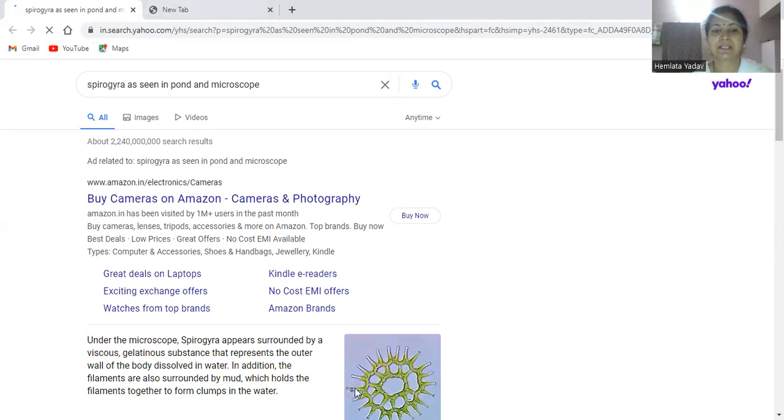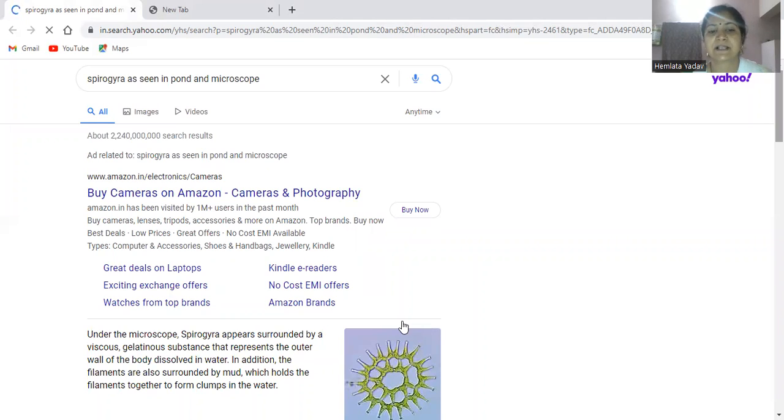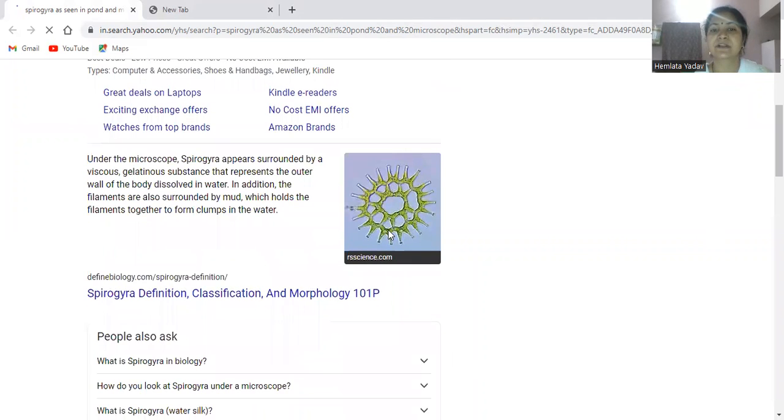We can see under the microscope, Spirogyra appears surrounded by viscous gelatinous substances that represent the outer wall of the body dissolved in water. So this was Spirogyra. In the pond, it looked like this. In addition, filaments are also surrounded by mud which holds the filaments together to form clumps in water. So it is seen as this type under the microscope.